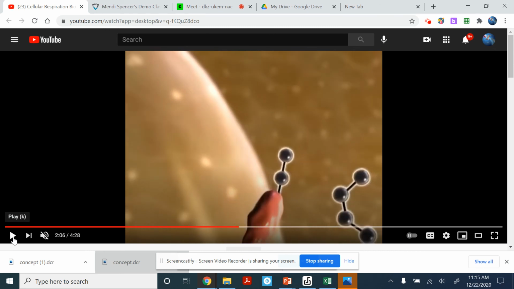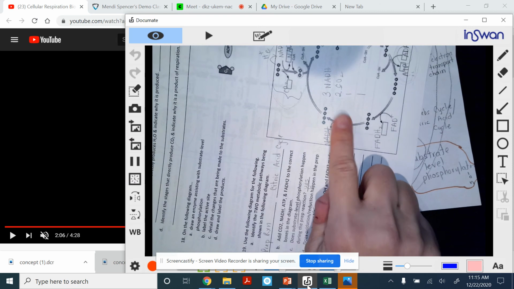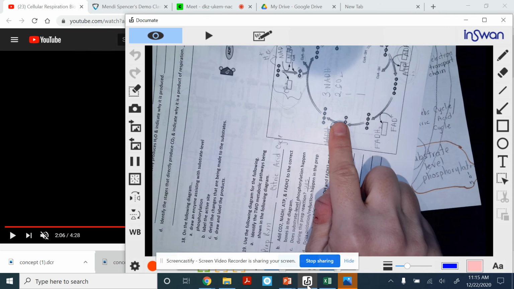Now, I'm curious. On worksheet 4.2, did we do this back question number 19? Did we do this, guys? I thought we did. Okay.